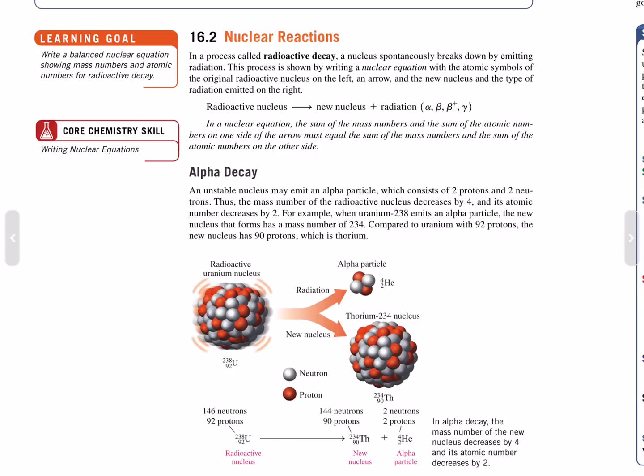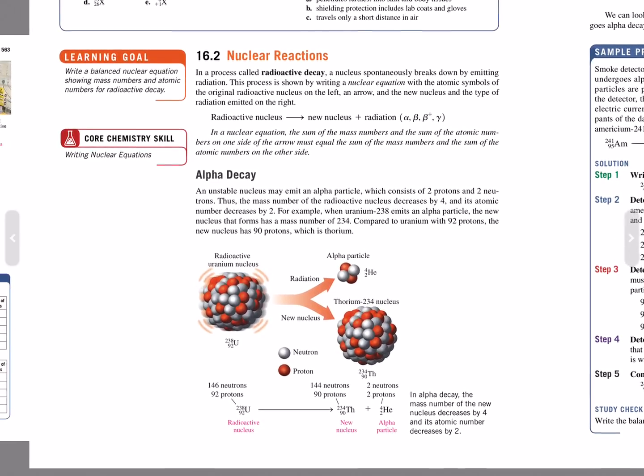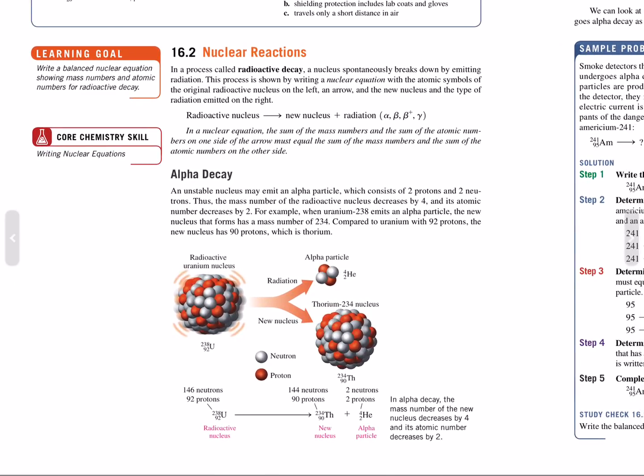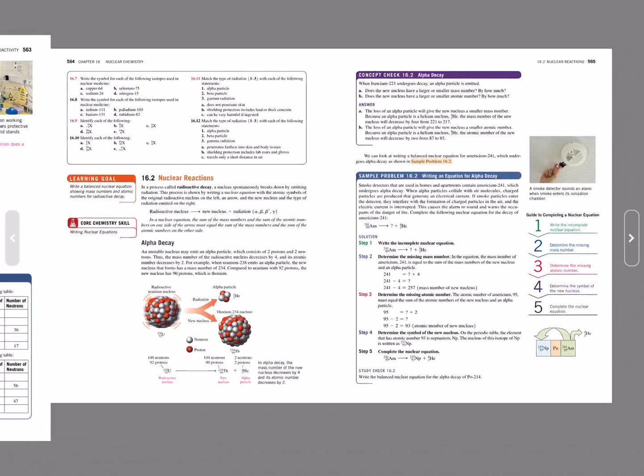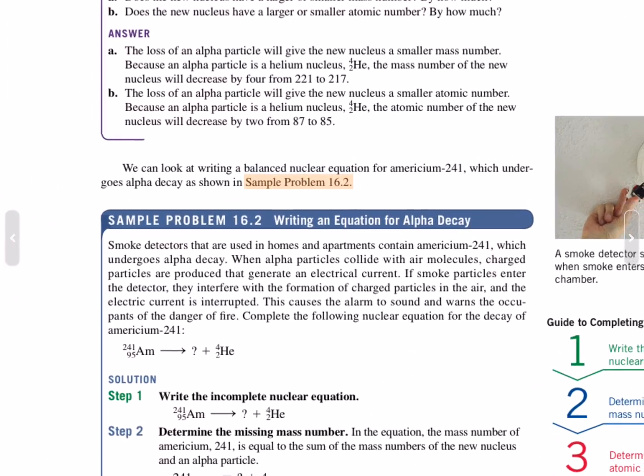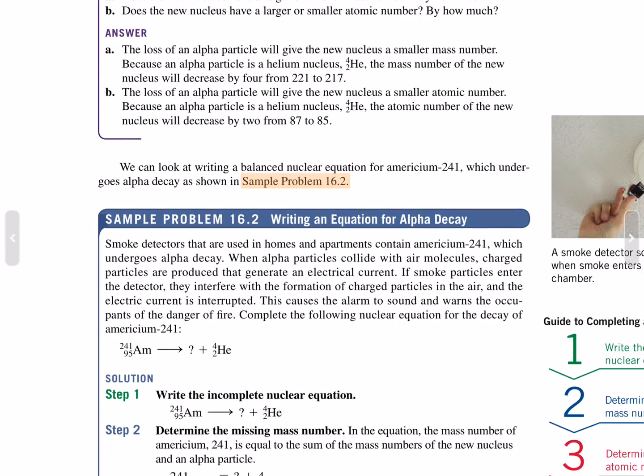For example, when uranium-238 emits an alpha particle, the new nucleus that forms has a mass number of 234. Compared to uranium with 92, the new nucleus has 90 protons, which is thorium. In alpha decay, the mass number of the new nucleus decreases by 4, and its atomic number decreases by 2, changing the element. We can look at writing a balanced nuclear equation for americium-241, which undergoes alpha decay, shown in Sample Problem 16.2.